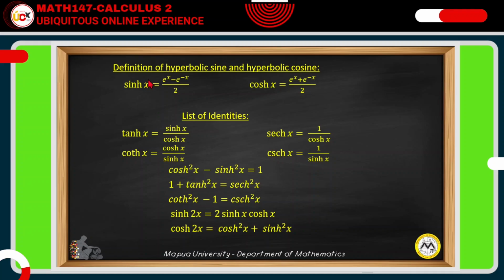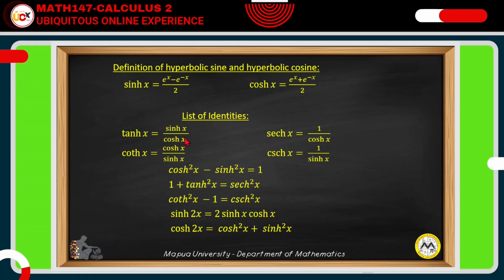Okay, so before we discuss how to evaluate integrals involving hyperbolic functions, let us first define the hyperbolic sine and hyperbolic cosine. Hyperbolic sine x is e to the x minus e to the negative x all over 2, while hyperbolic cosine x is e to the x plus e to the negative x all over 2. Observe that for hyperbolic cosine x, the operation in the numerator is addition, and for hyperbolic sine x, the operation in the numerator is subtraction.